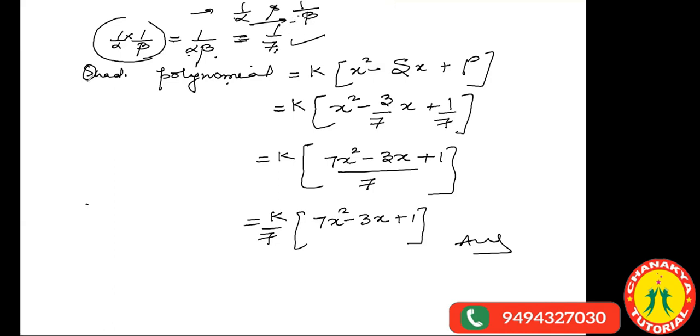So 1 by 7. Now the quadratic formula was k times x square minus sum of the zeros plus product of the zeros. The sum we have calculated earlier: it was alpha plus beta upon alpha beta. The value of alpha plus beta was 3 and the value of alpha beta was 7, so it will be 3 by 7. And the product of the zeros is 1 by 7. Just take LCM and so on. Understood now? Yes, ma'am.